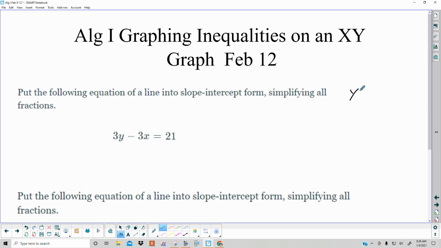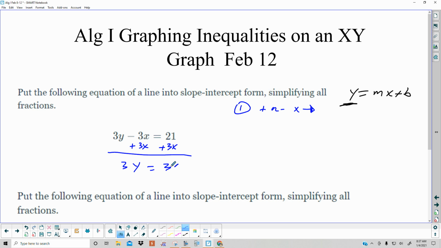So remember, slope-intercept is this format. Okay, so it means you've got to solve for y. To do that, you're going to add or subtract the x's to the other side. That's always going to be the first step. You're currently subtracting 3x, so add 3x. So you have 3y is equal to 3x plus 21.